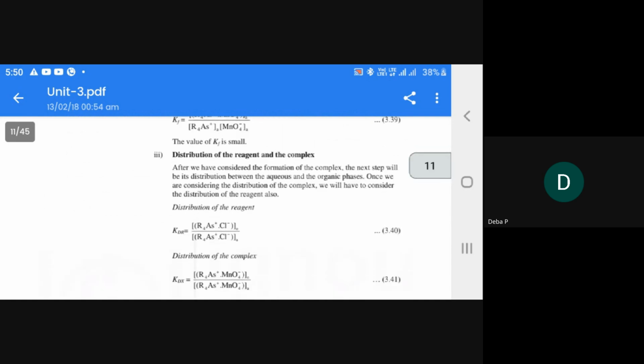Then third step, distribution of the reagent and the complex. After we have considered the formation of the complex, the next step will be the distribution between the aqueous and organic phase. Once we are considering the distribution of the complex, we'll have to consider the distribution of the reagent also. So distribution of the reagent, so KDR.